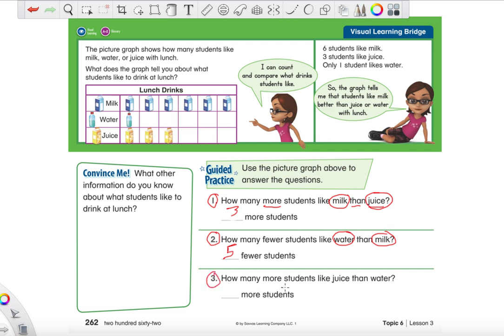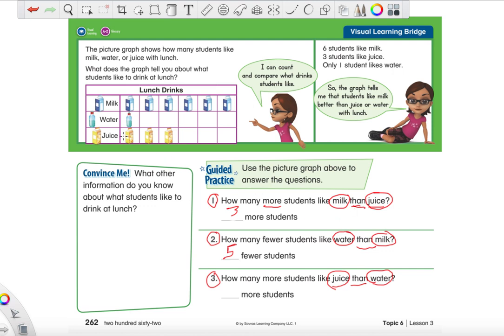How many more students like juice than water? So we're just comparing juice and water. And another hint, guys, I forgot to mention this. We know we're comparing because of this word than. Whenever you see the word than, it means you're comparing two things.